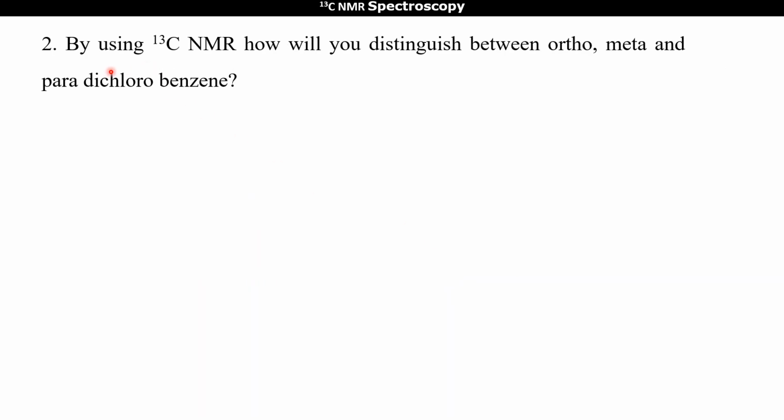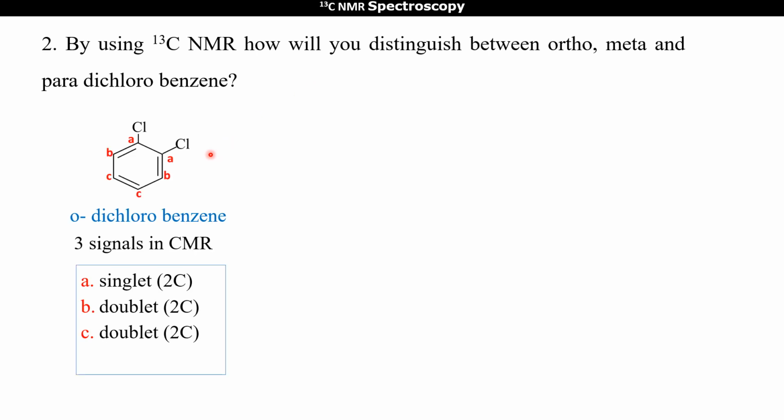Question number 2. By using 13C NMR, how will you distinguish between ortho, meta and para-dichlorobenzene? Let us see. This is the structure of ortho-dichlorobenzene. In case of ortho-dichlorobenzene, there are three sets of carbon atoms, A, B and C. The A set carbon atom gives singlet, B set of carbon atom gives doublet, while C gives the doublet in the spectra. Ortho-dichlorobenzene gives three signals in CMR.